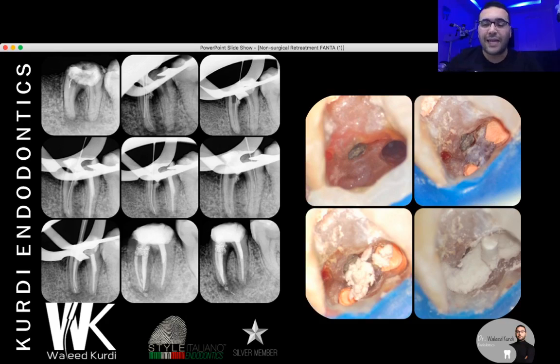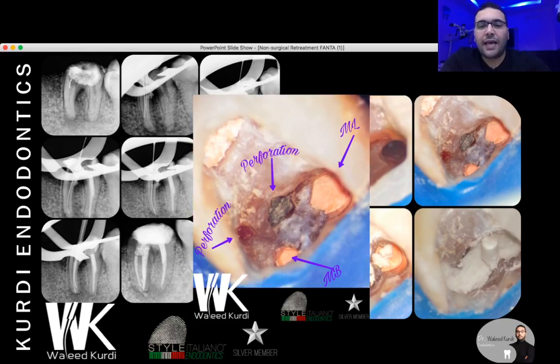And then as you can see, after obturation of the two main canals, I put MTA in this part of the mesio root to seal any perforation there. And here is the perforation, mesiolingual, mesiobuccal, and the other perforation where the file was, and the distal root or the distal canal with the obturation, as you can see.